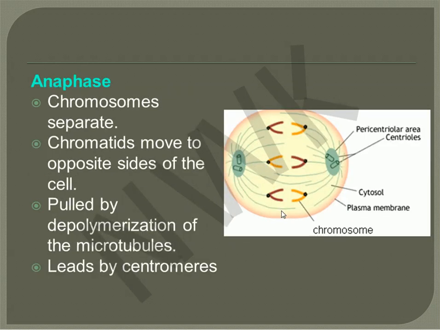During anaphase, the chromosomes separate. Each chromatid is moving to the opposite end. This is pulled by the depolymerization, which means shortening, of the spindle fibers. Microtubules meaning the spindle fibers. And look carefully, each chromatid, or you can say each chromosome, is moving to the opposite end, led by its centromere.